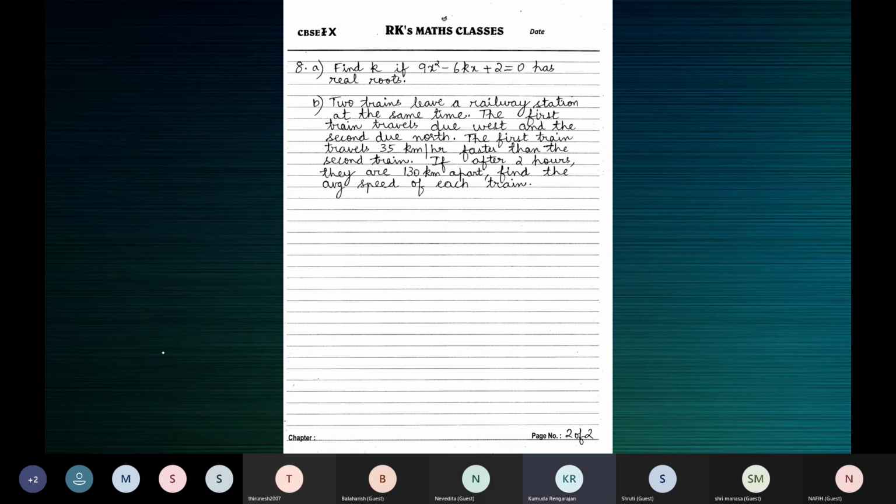Are we all looking at the screen, children? Did you see all the annotations?